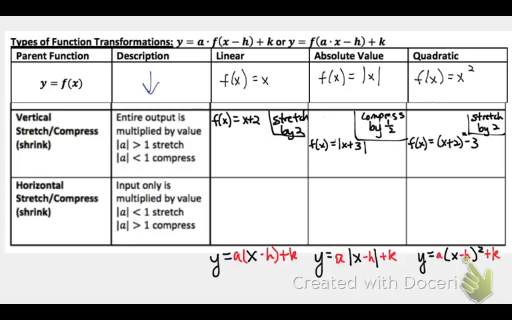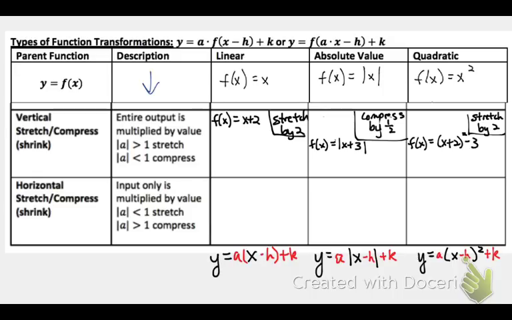Now let's talk about vertical stretches and compresses. So we're going to just focus on this one row. The description for a vertical stretch or compress is that the entire output, what your function equals, is multiplied by the value, so by that stretch or compress factor. If that value is greater than 1, it's a stretch. If the value is less than 1, it's a compress.